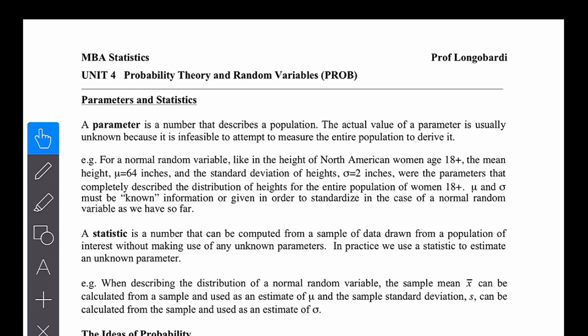So what you should have printed with you today are the notes for Unit 4. And Unit 4, very excited about Unit 4 because this is going to be probability theory. And I like to start on page 7. So if you can scroll to page 7 or turn to page 7, we start there.